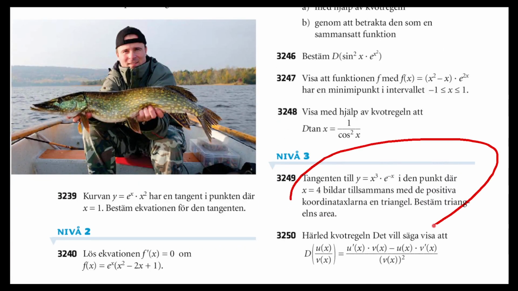This one? Yes. Okay. So let us understand the problem. The tangent to this curve at this point on the curve makes a triangle with the positive parts of the coordinate axes. Yes, you want to find the area of that triangle. That's the problem. Okay.